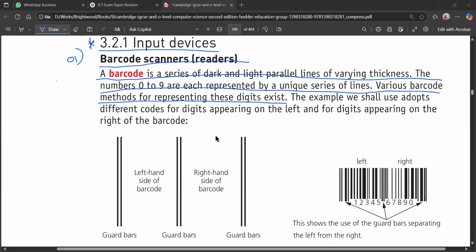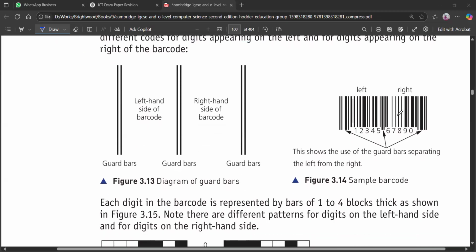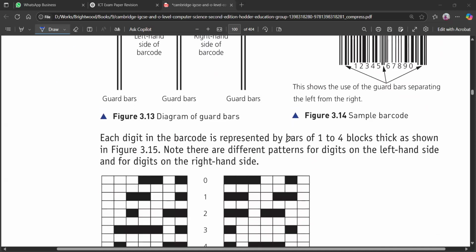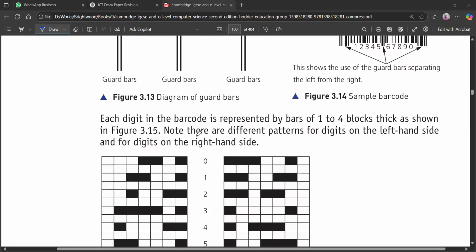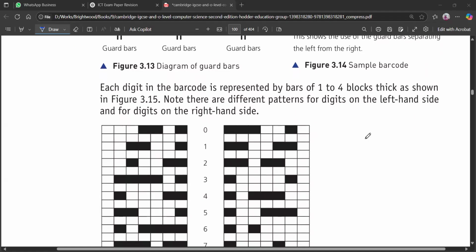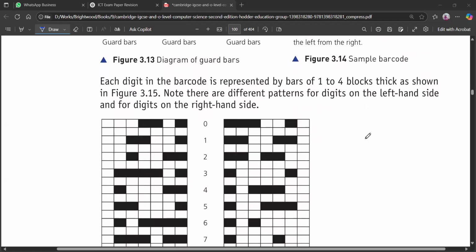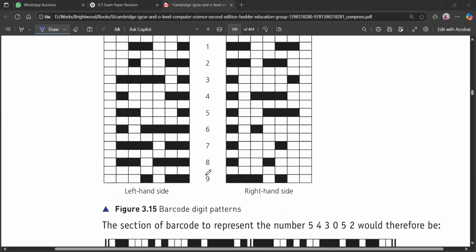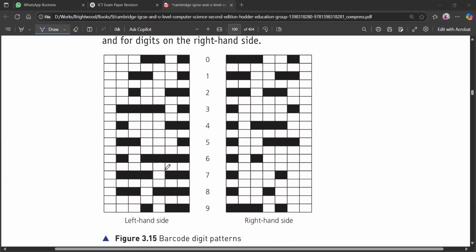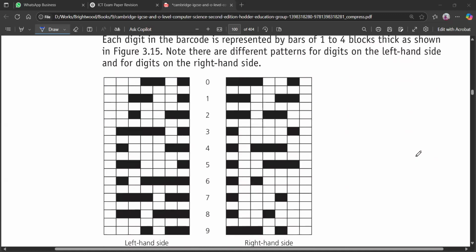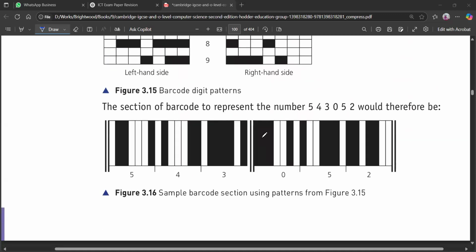That is what we call a barcode reader. Here is an example for the left and right side. Each digit in the barcode is represented by bars one to four blocks thick, as shown in the figure. There are different patterns for the digits on the left-hand side and the right-hand side. Look at it in the barcode.